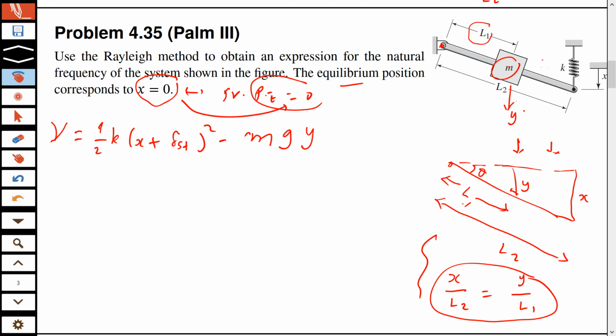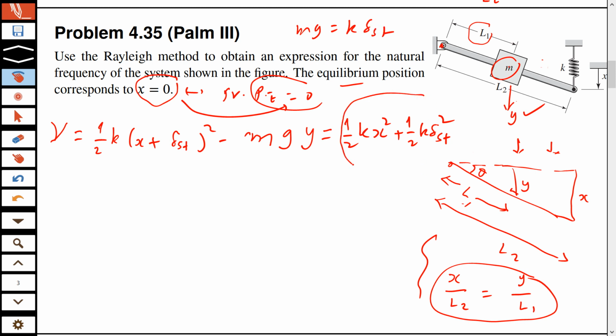Remember, it's not x, it's y, because the mass has displacement y. Now in this expression, we would like to get rid of something. Let's first simplify this. So this will be half k x squared plus half k delta st squared, and the other term, twice half, cancelled, k delta st will cancel out with mg y because mg is k delta st. So you have only this term left, and the kinetic energy is half m y dot squared.